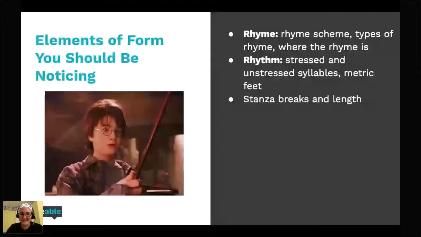Olivia's a Slytherin, nice. That's funny.